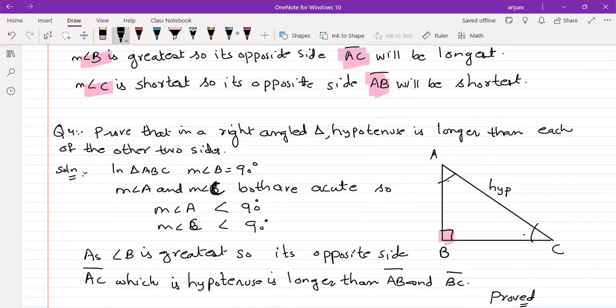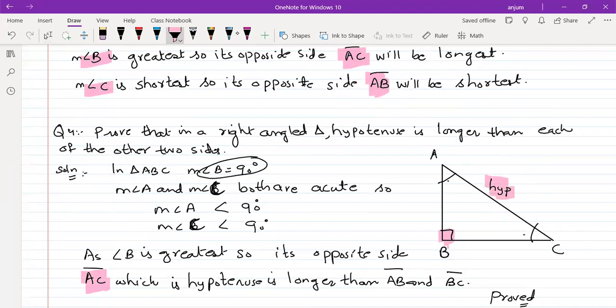So measure angle A and measure angle C both will be less than 90. As we can see, measure angle B in this case is 90, it is greatest, so its opposite side AC will be the hypotenuse, and it will be the longest side. As we can see in the figure, the side opposite to the 90 degrees is always called the hypotenuse, and in this case it is AC.